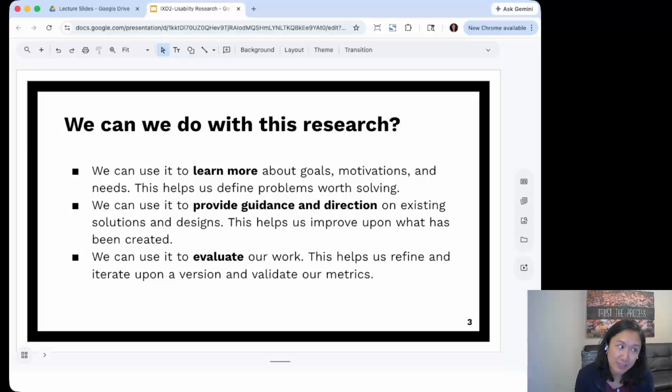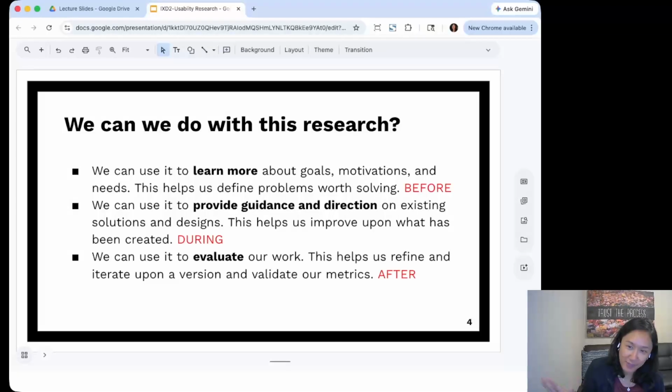Lastly, you can also use design research to evaluate the work that you've already done. So this helps you, again, improve upon a design that you've created. It can also help you measure success. So you can look at if there were users who dropped off during the funnel, or if they got tripped up on language or colors, or if there were accessibility issues. UX research will help you uncover that.